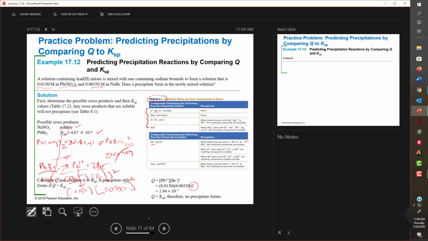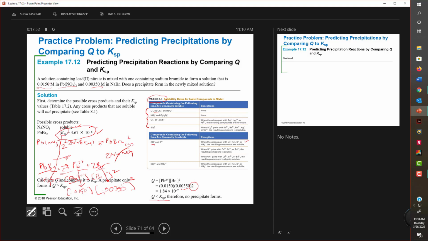So we look at this value, which is Q, and Q is less than Ksp. Here's our Ksp up here. Since Q is less than Ksp, no precipitate forms. So that's the power of this calculation: before you add a certain concentration of lead(II) nitrate and a certain concentration of sodium bromide into the same beaker, you're able to predict whether a precipitate will form or not. So Q being less than Ksp, no precipitate forms.